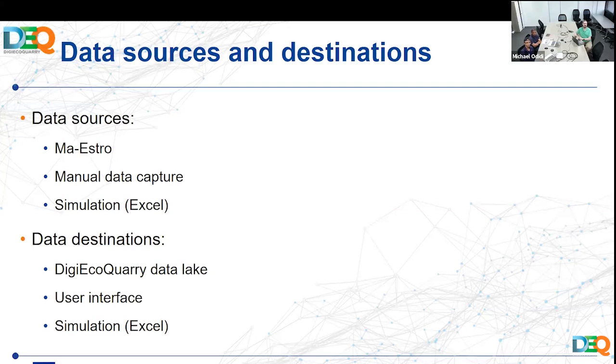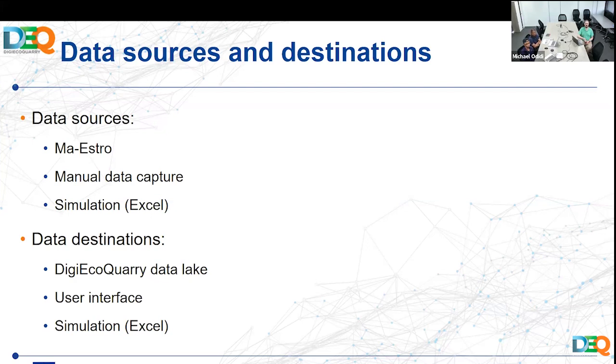So I've mentioned that we have Maestro. There's also the potential need for manually capturing data wherever an instrument is, for example, not giving information with sufficient accuracy. Obviously, this project is all about digitalization, so we don't want to do a lot of manual capture, but we do need to keep in mind that it may be necessary.